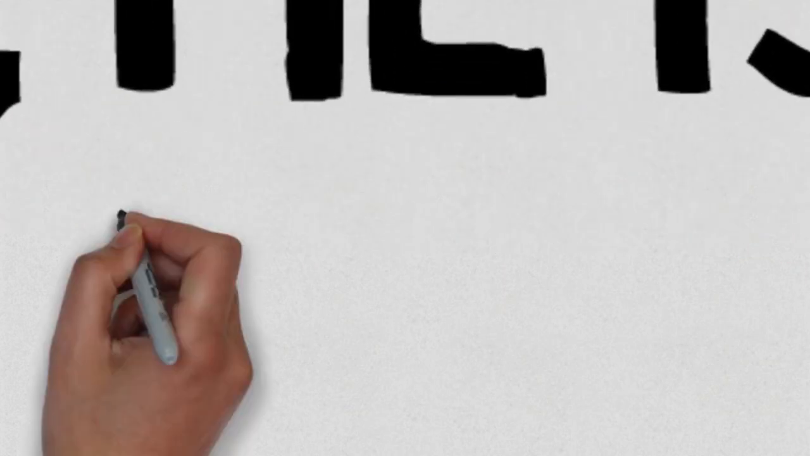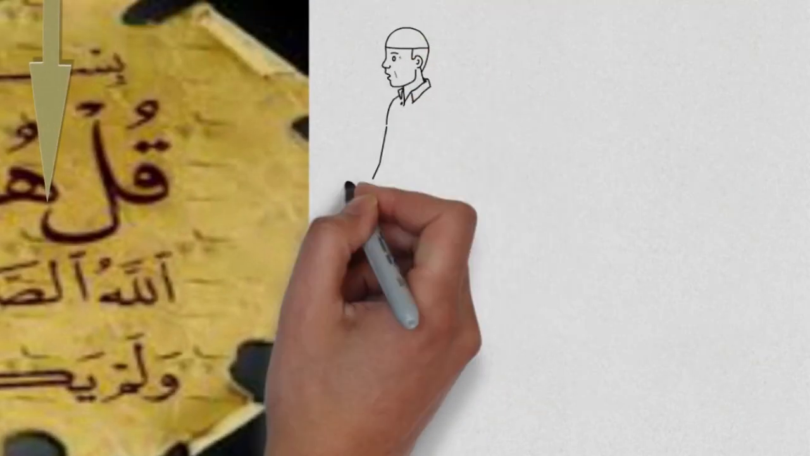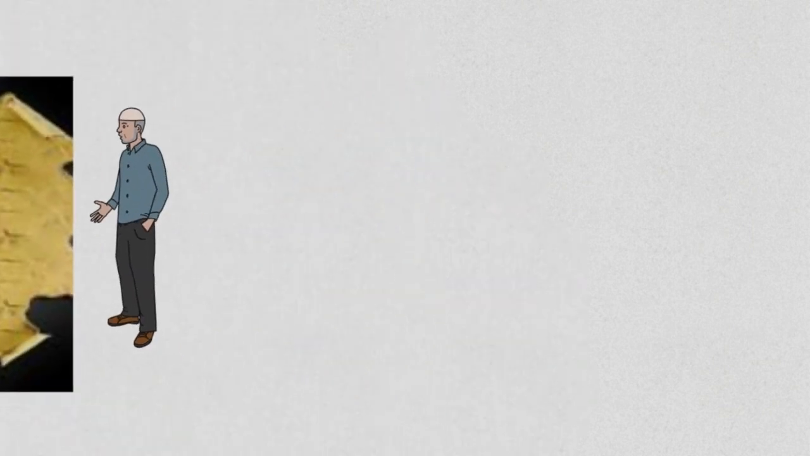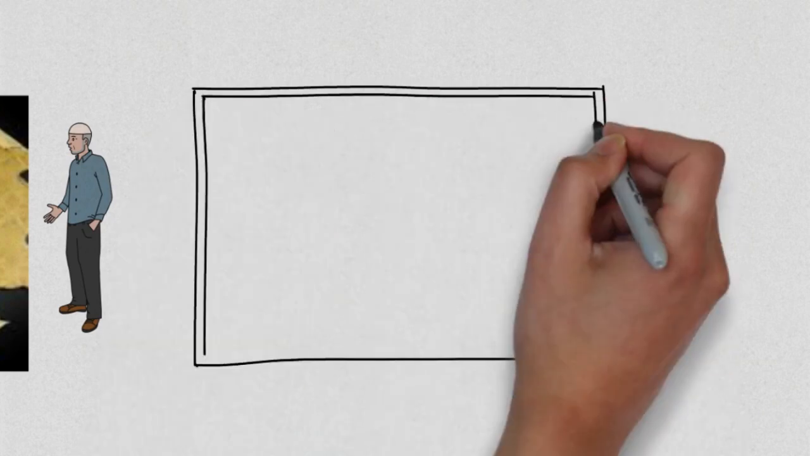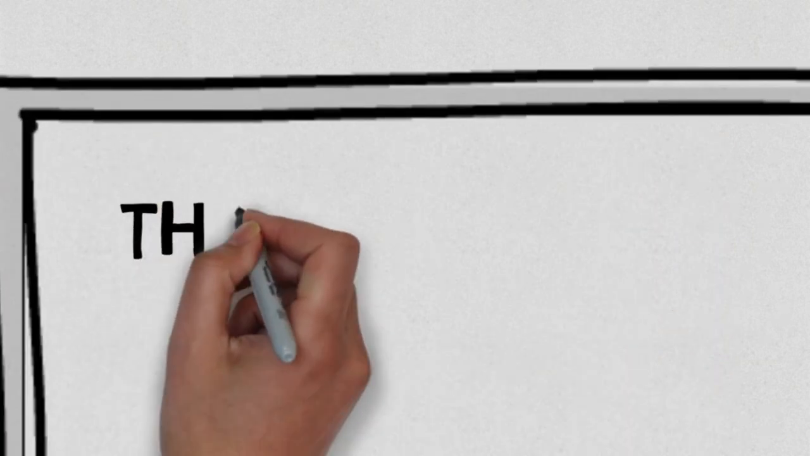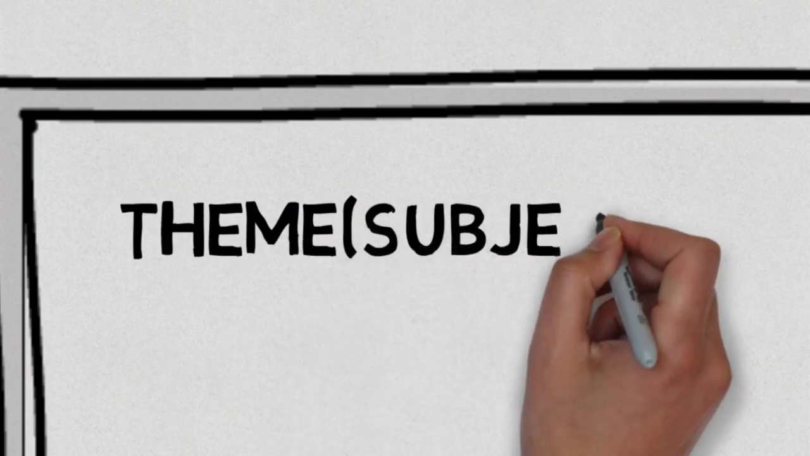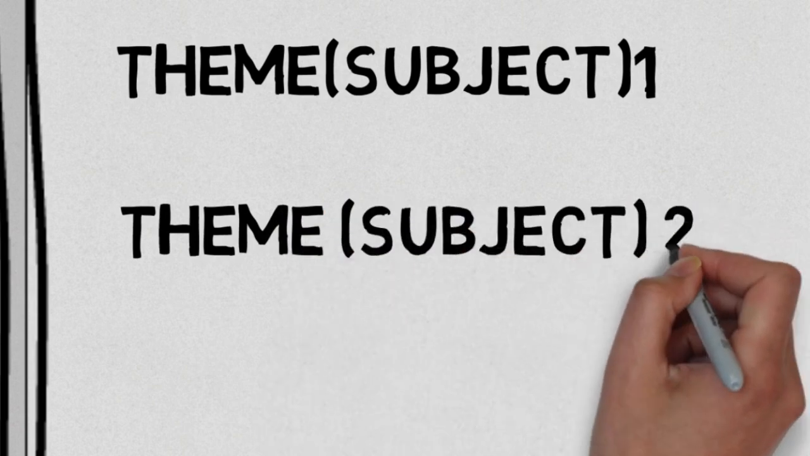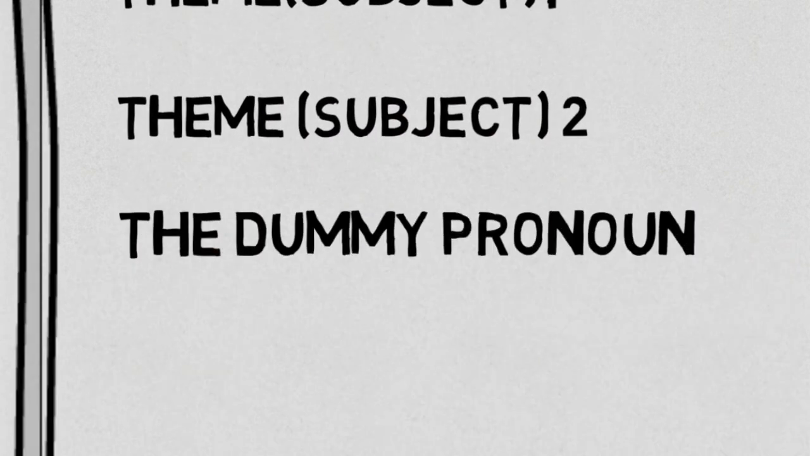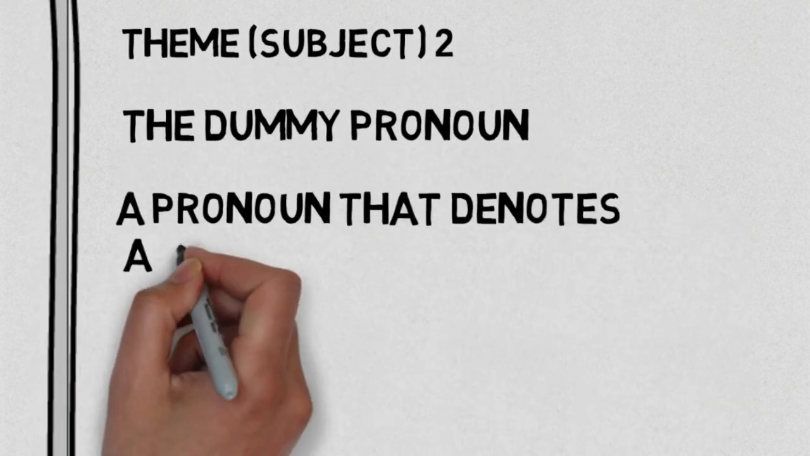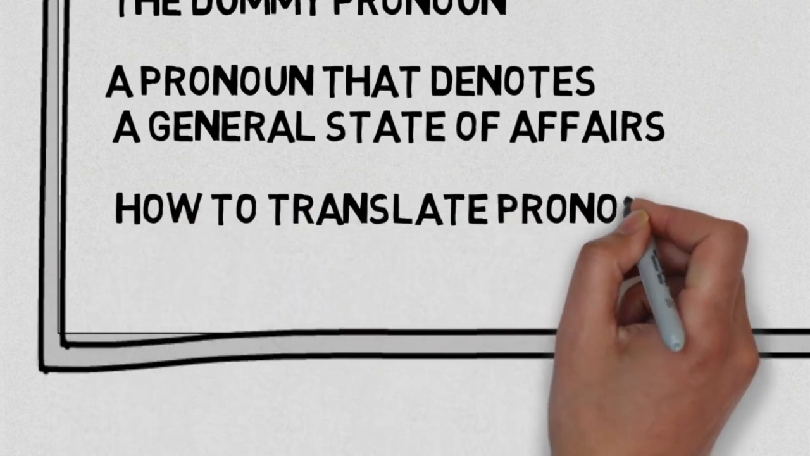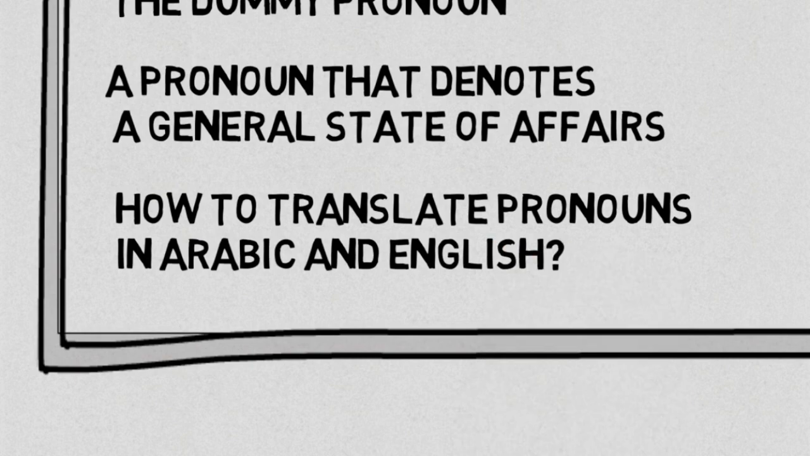This doesn't reflect the original meaning in Arabic. Some Arab grammarians argue that the pronoun he is the subject or theme, and the divine name Allah is a second subject or theme, or to put it in Arabic grammatical terms, مبتدأ أول مبتدأ ثاني. Others say the pronoun is ضمير الشأن, a pronoun that denotes a general state of affairs. In this video, we'll talk about how to translate pronouns that may give different shades of meaning in either Arabic or English.